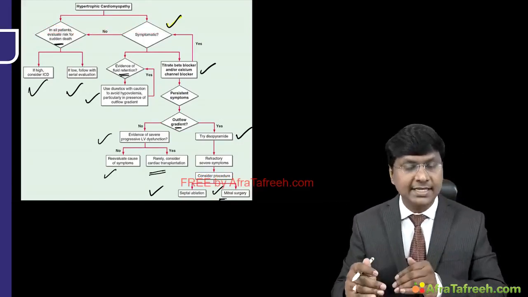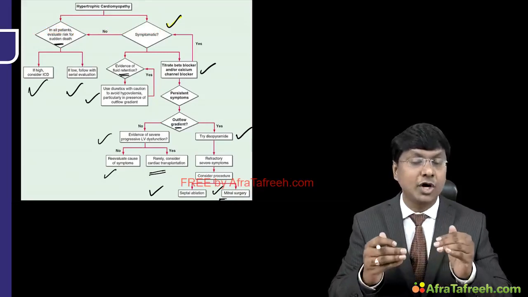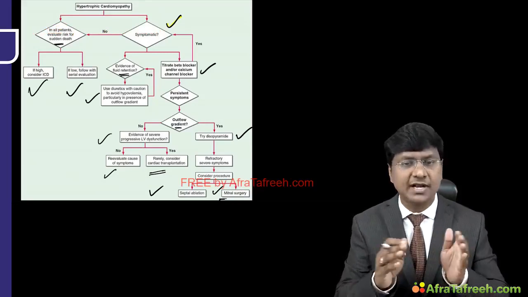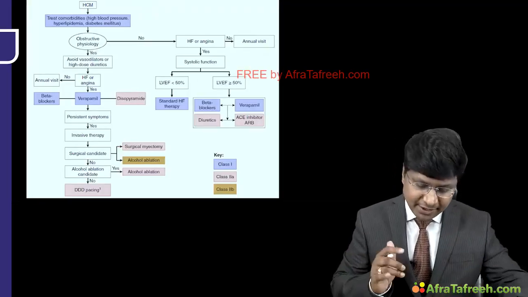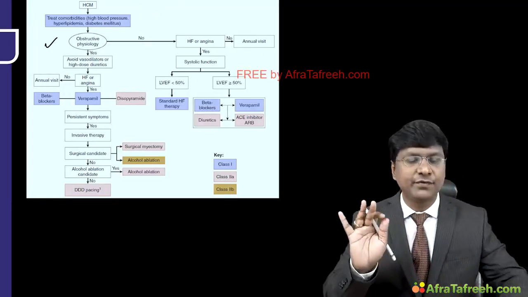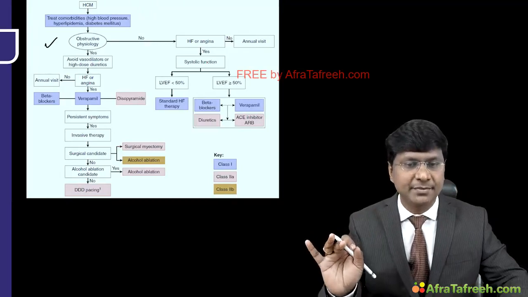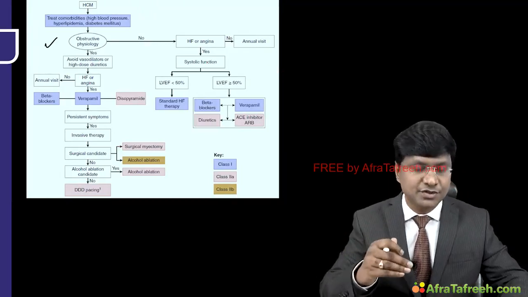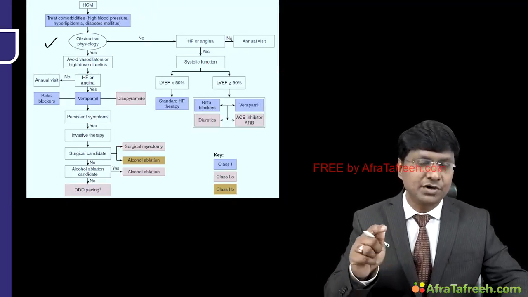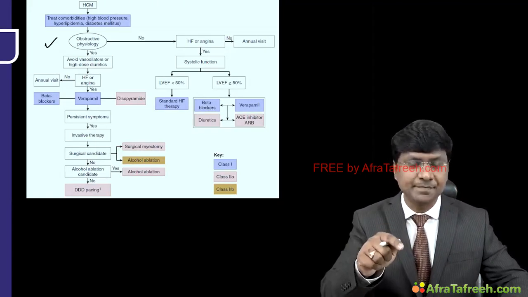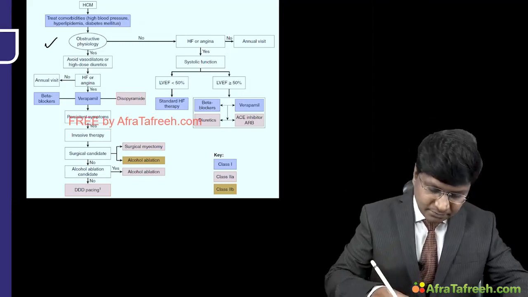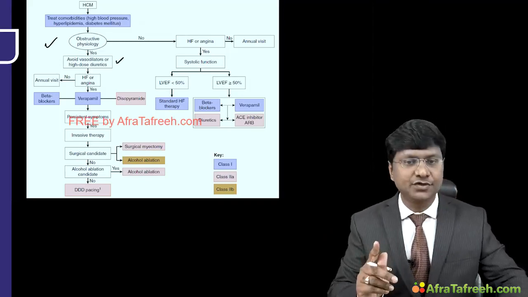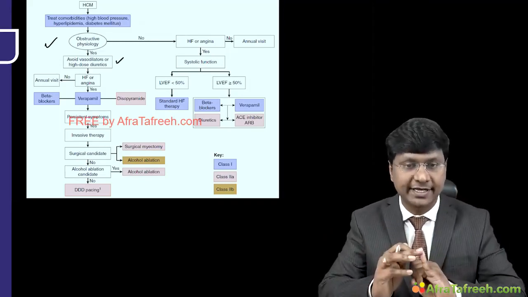I'll just give you another approach, depending upon the obstructive physiology being present or absent. Okay, so this I have given you in general, but you see the other one. First, if you find a patient with hypertrophic cardiomyopathy, just check whether obstructive physiology is there or not. Obstructive physiology will be there if there is septal hypertrophy, and if there is apical hypertrophy, obstructive physiology will not be there.